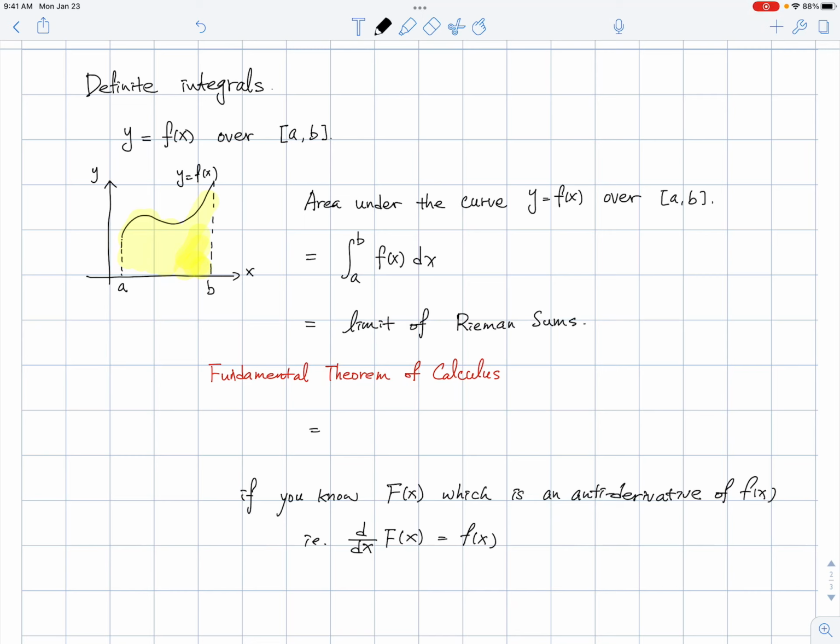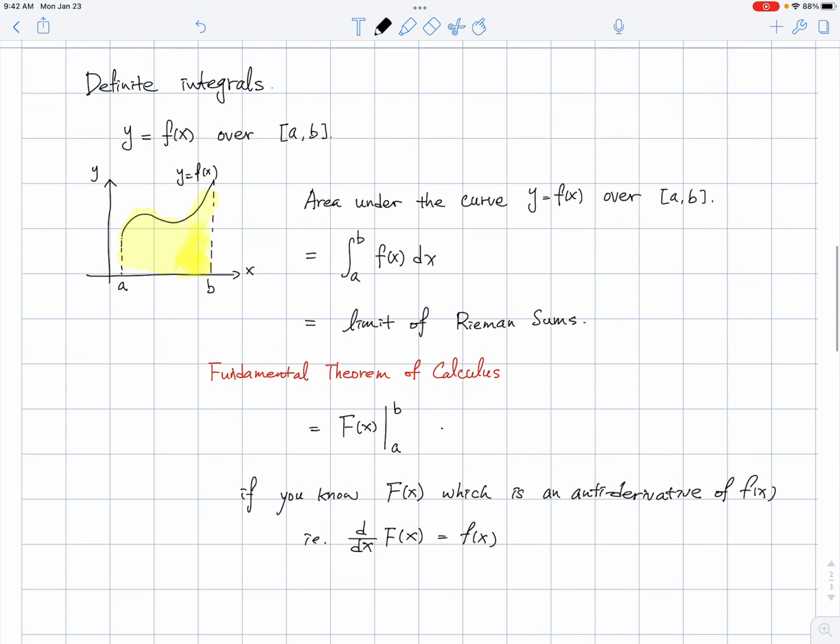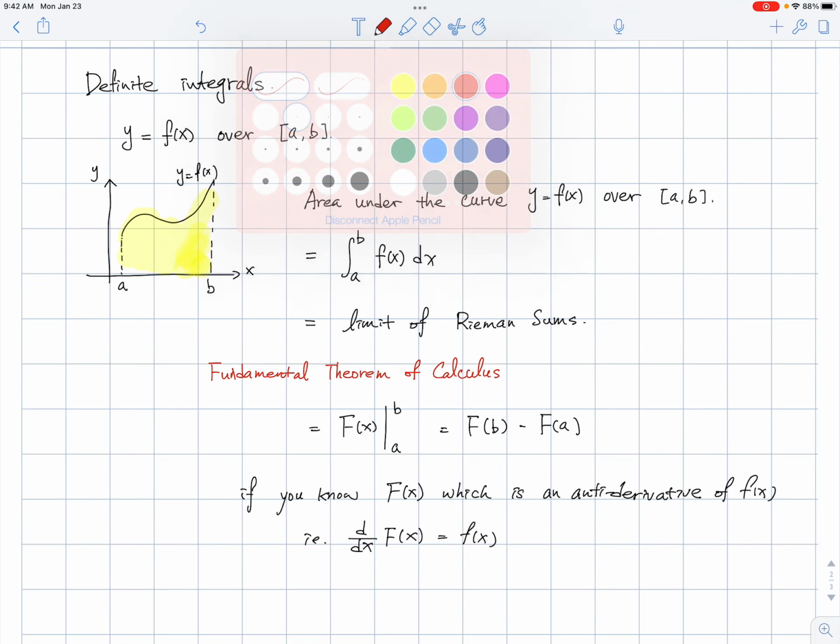This area under the curve y equal to f over the interval ab is nothing but this antiderivative at b minus the antiderivative at a, and we use this notation, so this means F of b minus F of a. Okay, so this is very powerful and very important in Calc 3.